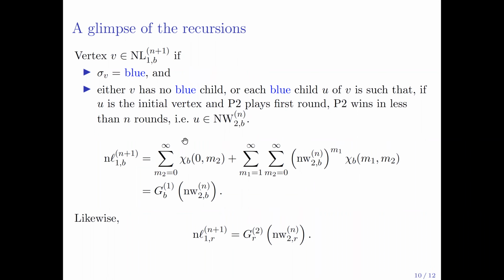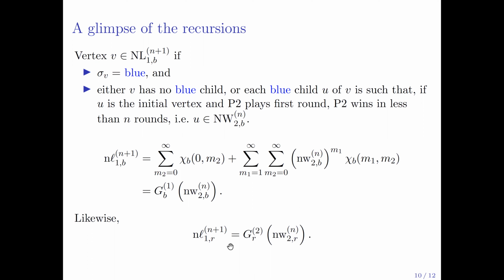This part is simply the probability that V has no blue child, and this part is the probability where V has at least one blue child, but every one of them belongs to this capital NW2B superscript n. So that's why you get this expression. And then when you simplify this, you get this. Once again, I'm making use of the notation that I showed you a couple of slides back. Likewise, you can find what NL1R superscript n plus 1 is going to be.